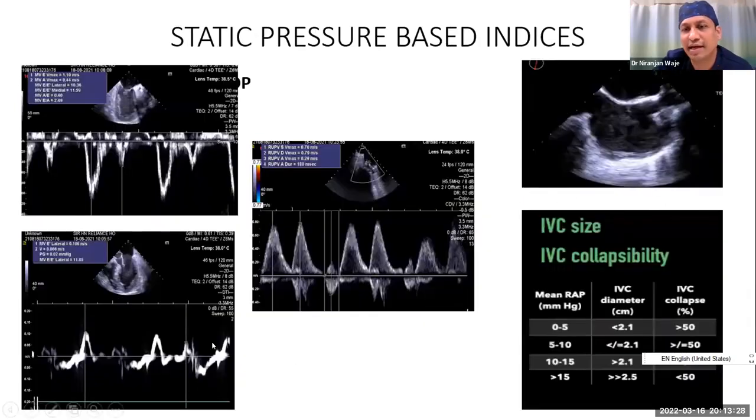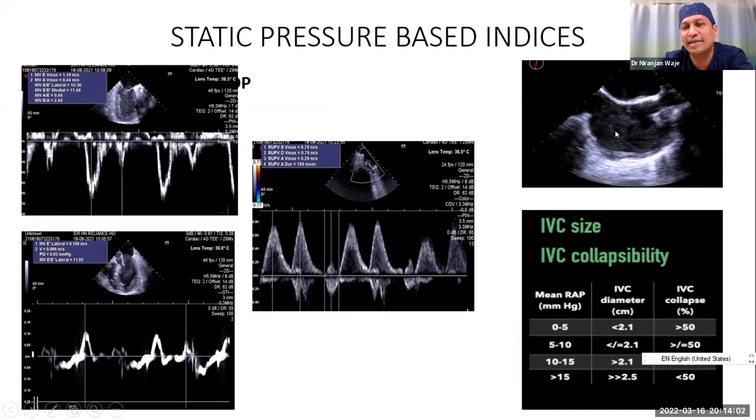On the right-hand side of the same slide, you can see the bicaval view. This is the LA, RA, SVC on the right side, IVC on the left side. If you put an M mode here, you can see the collapsibility of the SVC. SVC is an intrathoracic organ and can be well evaluated by TEE. The SVC distensibility and variability is more accurate than transthoracic echocardiography that measures the IVC.